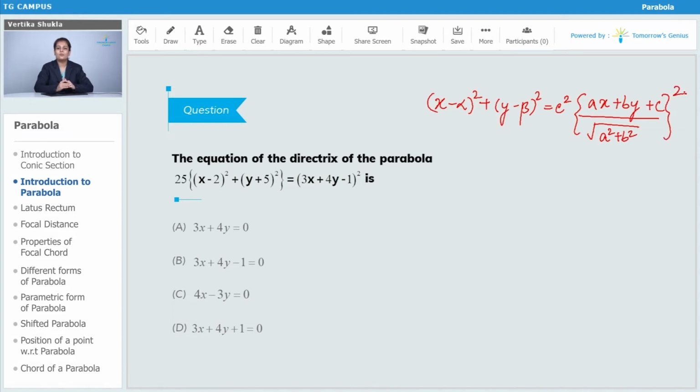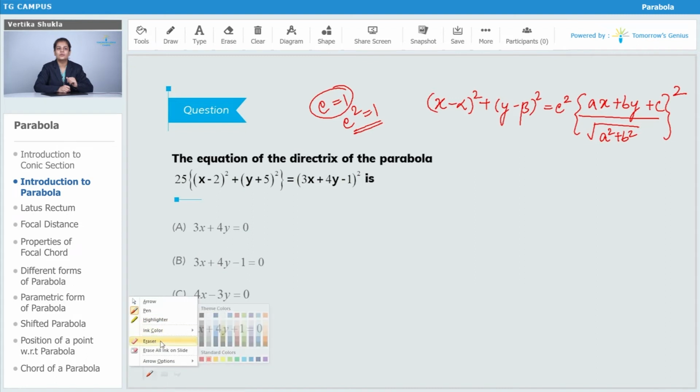Now for a parabola, what is that additional condition? For a parabola, the value of e is 1. So if e is 1, e square will also be equal to 1. So I can remove this e square, because the value of e square is 1. It does not matter whether you write 1 or you don't write 1. So for a parabola, this will be the general equation of the conic.